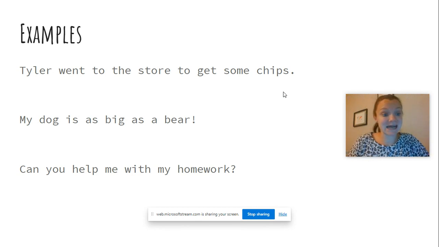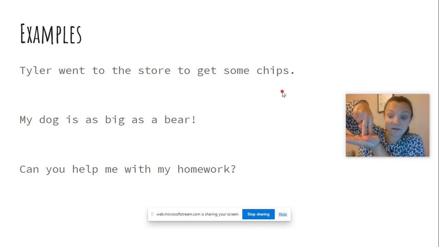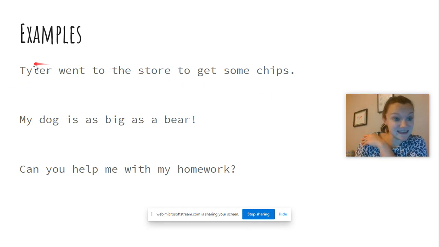So in our sentence, Tyler went to the store to get some chips. The subject of our sentence, who is our sentence about? It's about Tyler. Good. So that's it. Our subject in the sentence is Tyler.